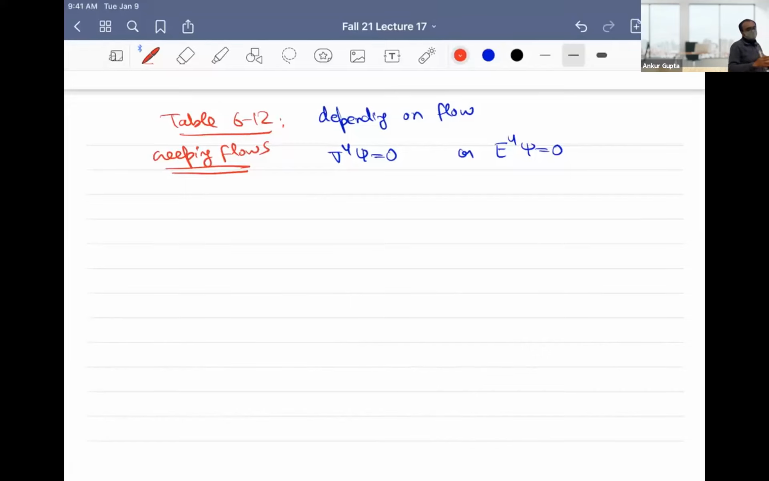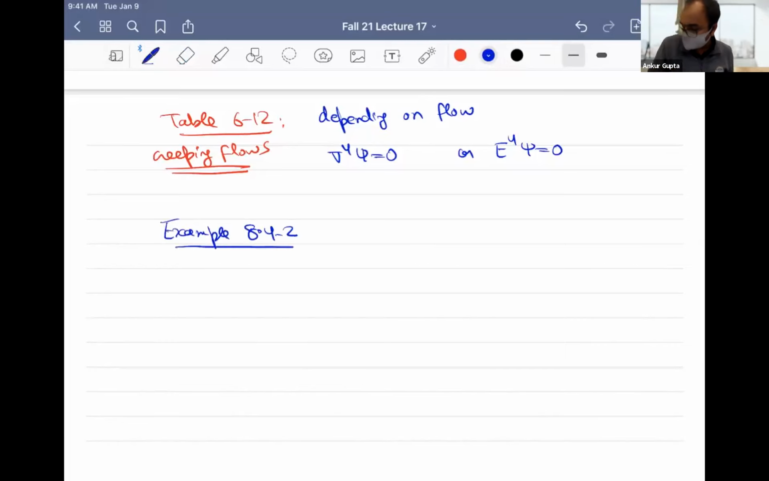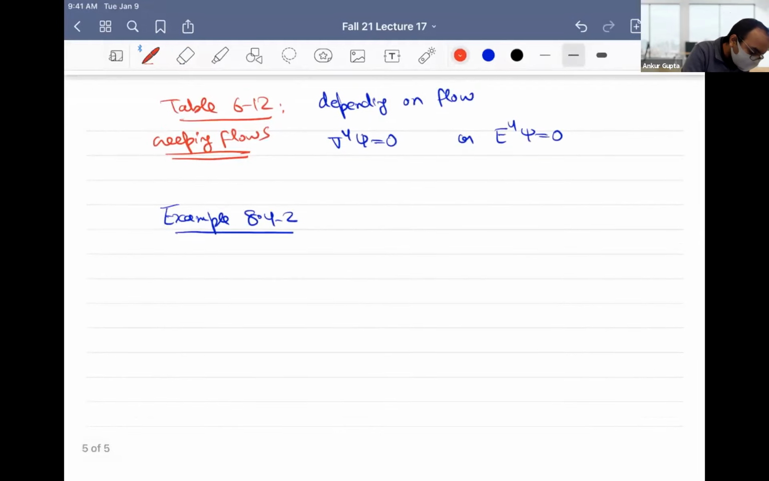Now we have in our toolkit, initially we had unidirectional, near unidirectional flows. Now we also have bidirectional flows in the creeping flow approximation, and now we'll solve this celebrated result of Stokes drag. This is example 8.4-2, and this is flow past a sphere.